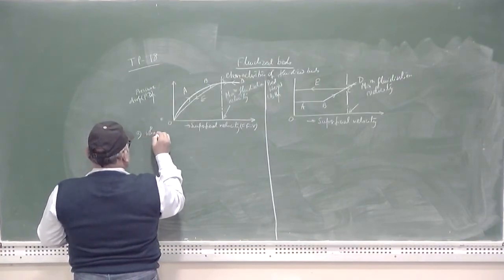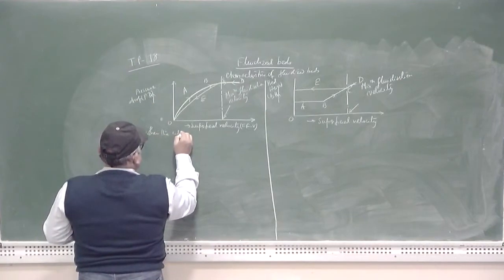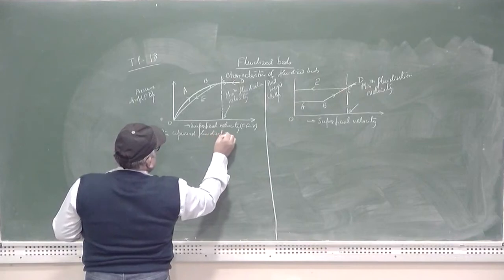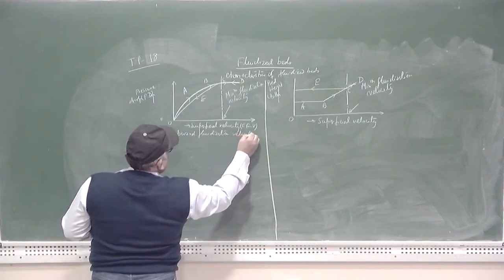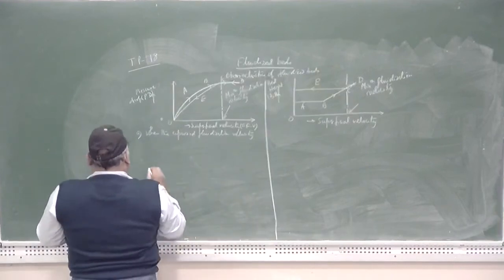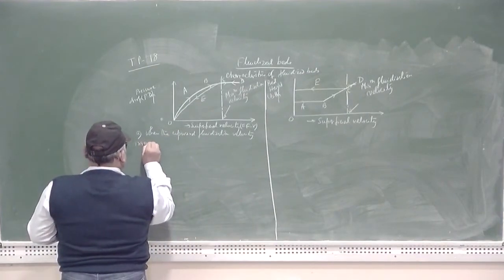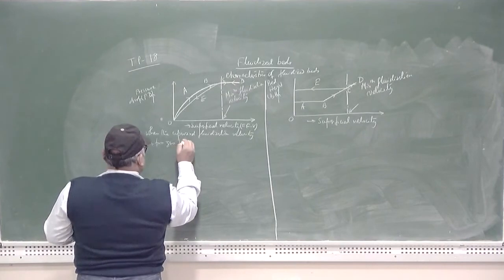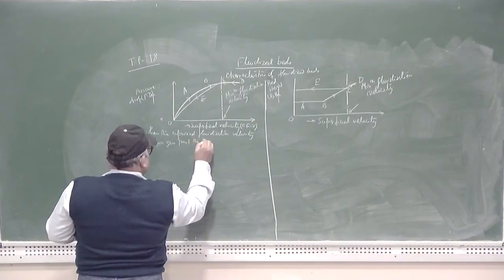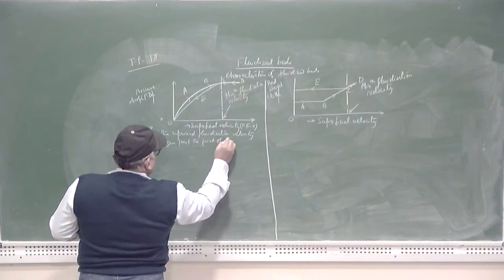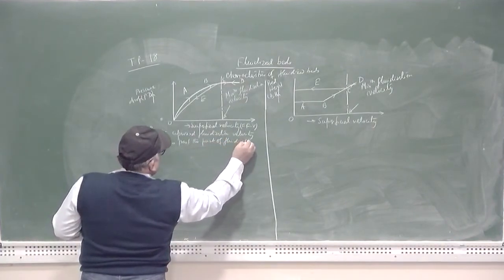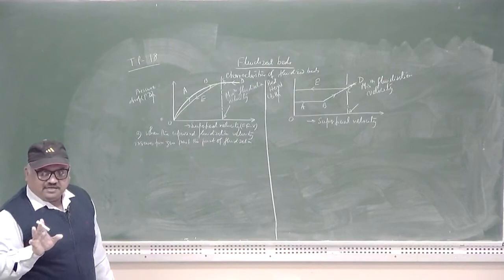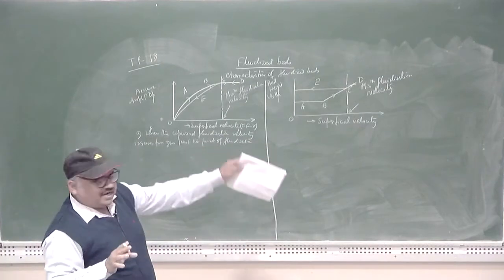So, number A, when the upward fluidization velocity increases from 0 past the point of fluidization, let us try to extract what are the different points which can be extracted from this diagram.